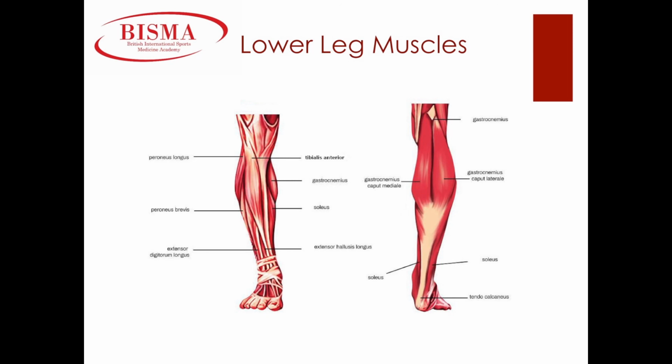The soleus originates on our tibia, fibula, and the interosseous membrane. It inserts within the calcaneus via the Achilles tendon. It crosses the ankle joint as well, and when it contracts, it causes ankle plantar flexion.